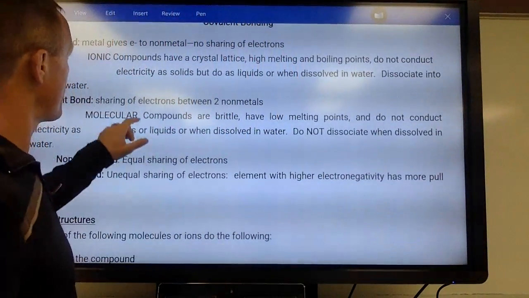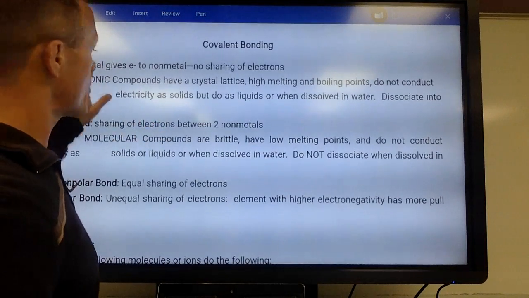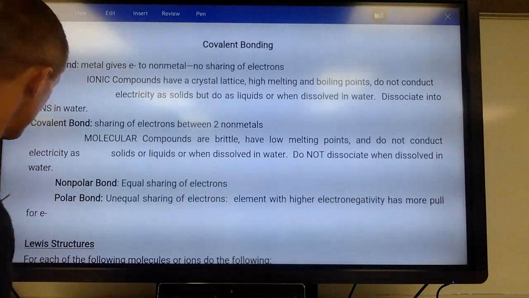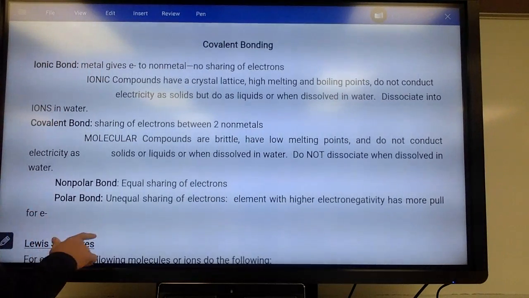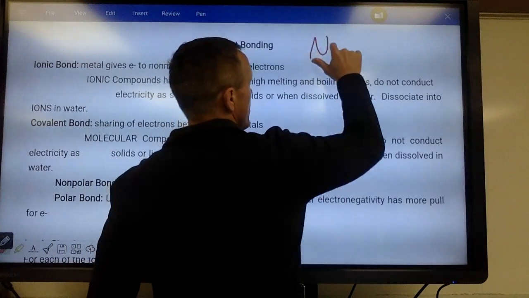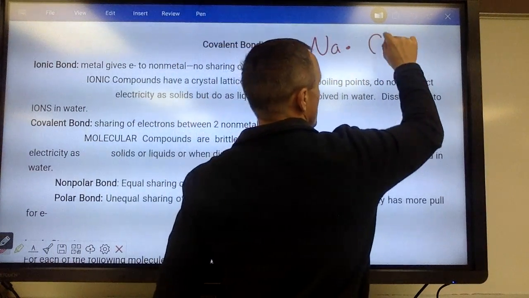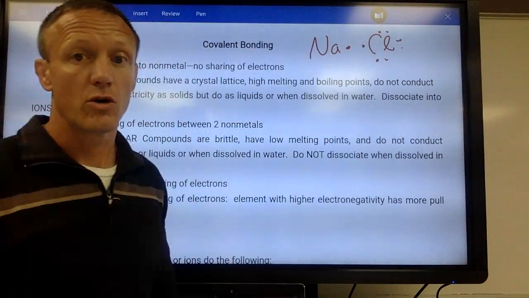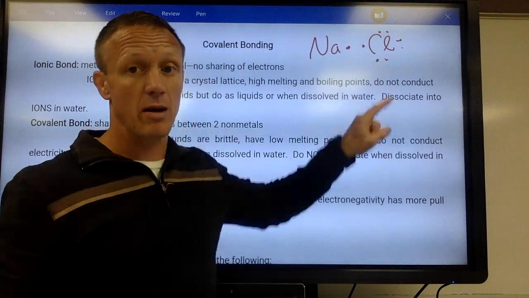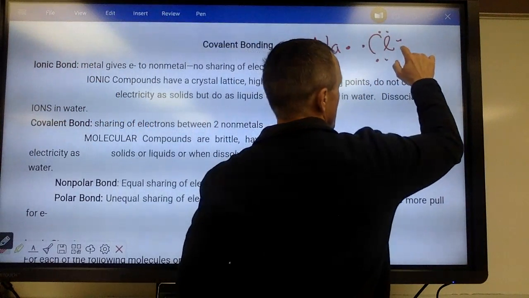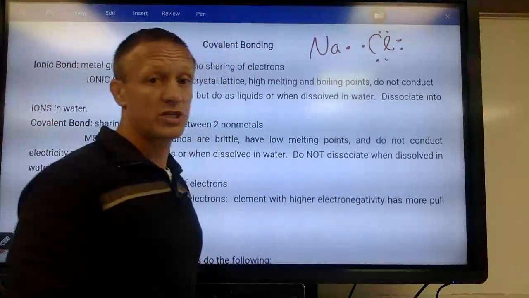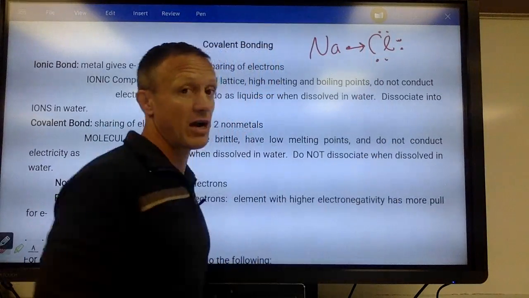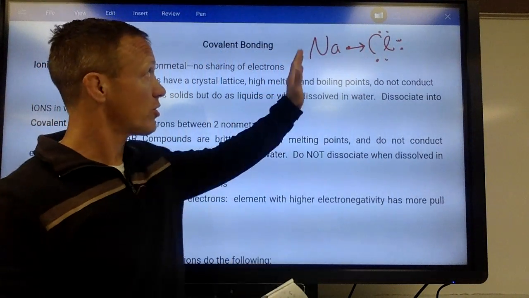So quick review here. An ionic bond would be a metal and a non-metal, and there's no sharing of electrons. Think about NaCl. Na's got one valence electron. Chlorine's got 7 valence electrons. So metals really want to get rid of electrons. Non-metals really want to gain electrons. So sodium wants to get rid of one, chlorine wants to gain one. Sodium is actually giving its electron to chlorine when it makes that ionic bond. So there's no sharing of electrons there.